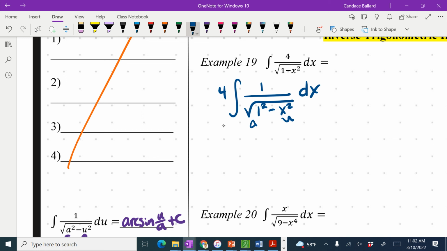I am recognizing that that's arc sine. I drop the 4 down, the coefficient, and I just write, sorry, did I say arc squared? That was really weird. Arc sine. Okay, arc sine of u, which is x, over a, which is 1, plus c. You could, of course, rewrite it without the 1 in the denominator. You don't have to. That is perfect. That's up to you.